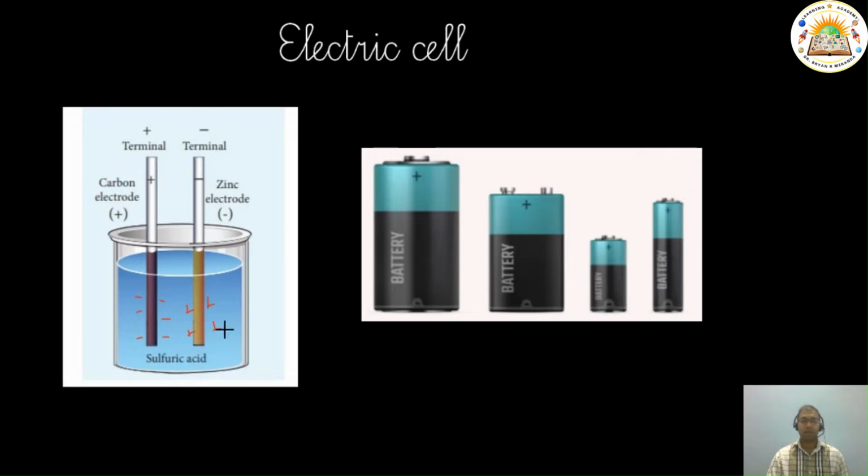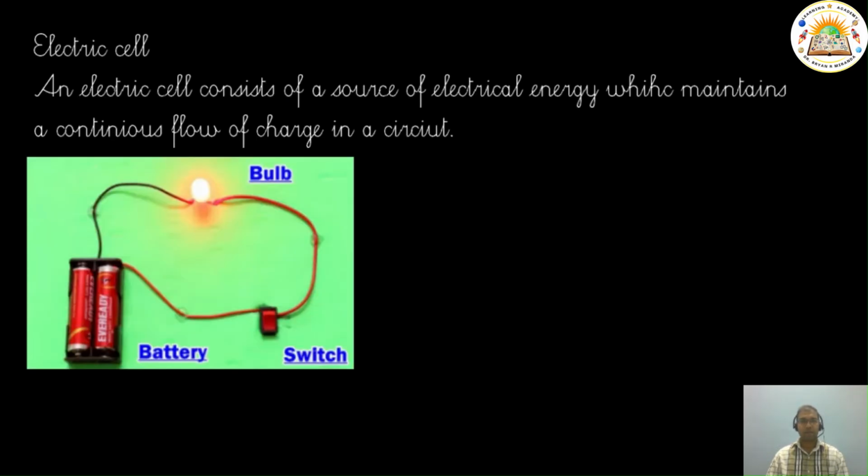So the electrolyte would ionize and we would have the process of electrolysis. But in a battery that we have here, this process wouldn't take place. So it's more of a chemical reaction that takes place at a different level. So what is an electric cell? An electric cell consists of a source of electrical energy which maintains a continuous flow of charge in the circuit. That means the charge has to flow.